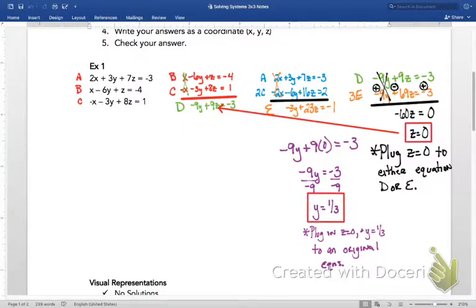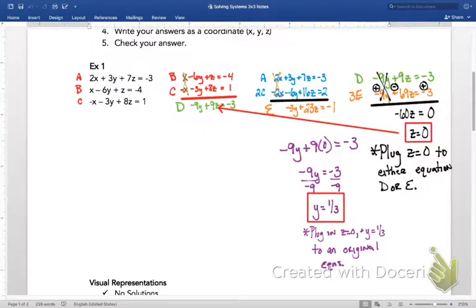You can pick A, B, or C. As long as you pick one of the originals, don't pick anything that you manipulated. Always go back to the original once you have 2 variables. I don't care if you go into A, B, or C. Okay? I'm going to go to B because it's x. And I don't have to do anything. I just have to plug it in and then move my values over.